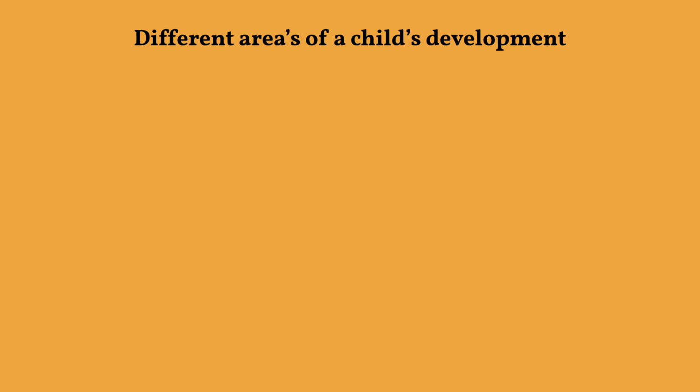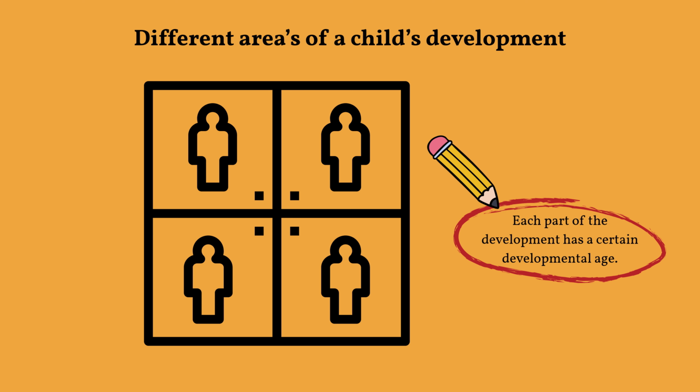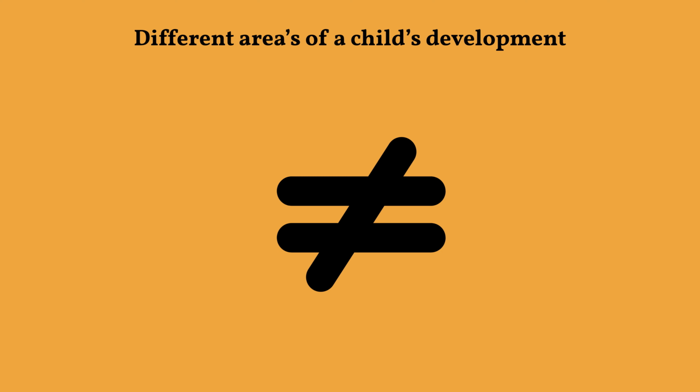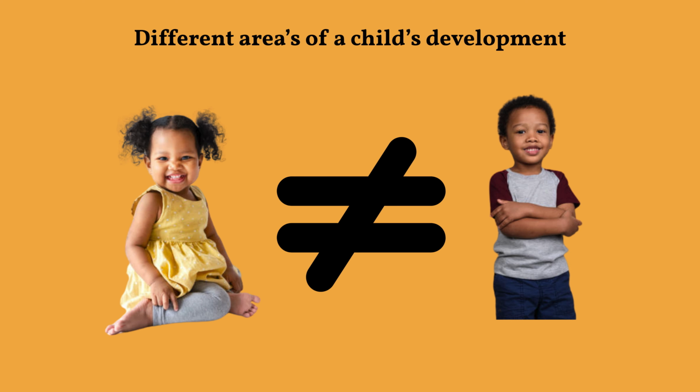Now that we know how to observe, we will explain different areas of a child's development. Each part of a development has a certain developmental age. Some children do things like a 3-year-old child, others like a 5-year-old child. That's normal. It's an estimate.